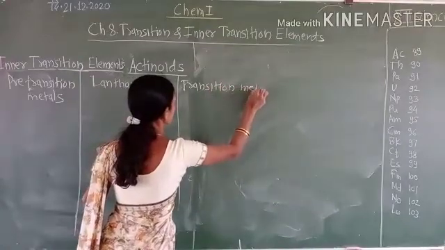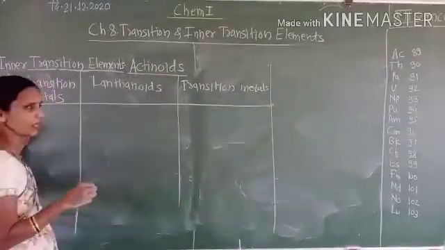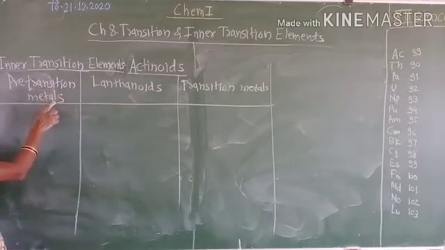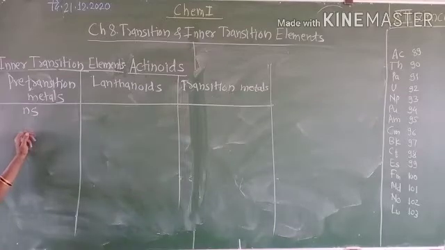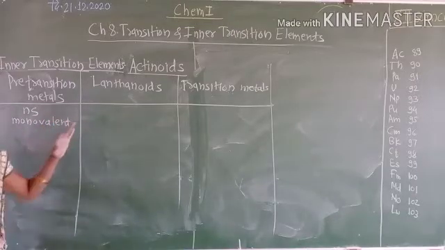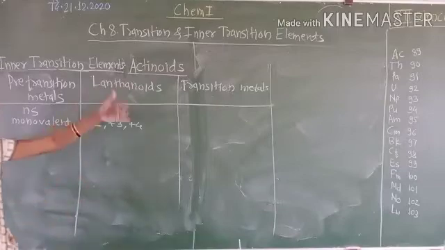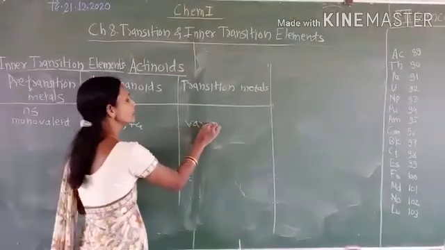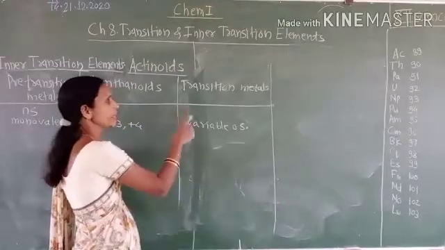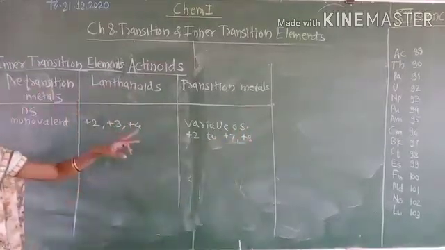Transition metals are mostly d-block elements, pre-transition metals are present in the s-block, and lanthanoids are inner transition elements. Generally, pre-transition metals have ns orbitals filled and show monovalency, that is these elements are monovalent, while lanthanoids show +2, +3 and +4 oxidation states. All of you are aware that transition metals show variable oxidation states, from +2 to +7 and +8.